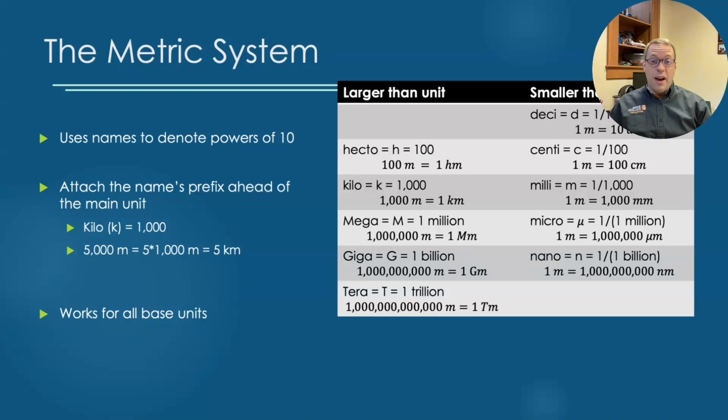Okay. Now, in this table you have on the slide, we have a number of the most commonly used units. Hecto is the name for 100. Kilo is the name for 1,000. Mega means a million. Giga means a billion. Tera means 1 trillion. Okay, these are all units that are larger than our base unit. By base unit, I mean meter or liter or gram or degrees or whatever.